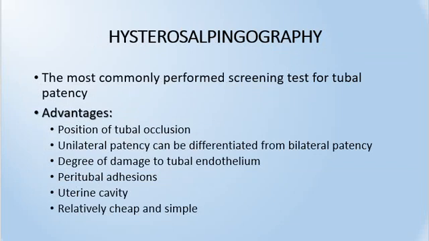As I said earlier, it is the most commonly performed screening test for tubal patency. Advantages are we can determine the position of the tubal occlusion. One can differentiate between unilateral patency and bilateral patency. One can assess the degree of damage to the tubal endothelium, and the peritubal adhesions can be assessed indirectly. The uterine cavity can be made out with hysterosalpingography, and it is relatively cheap and simple.